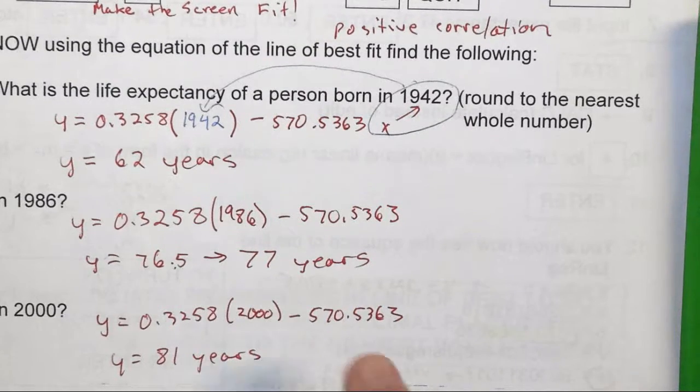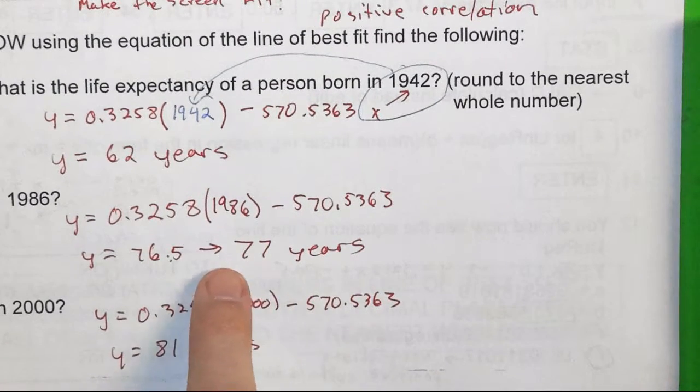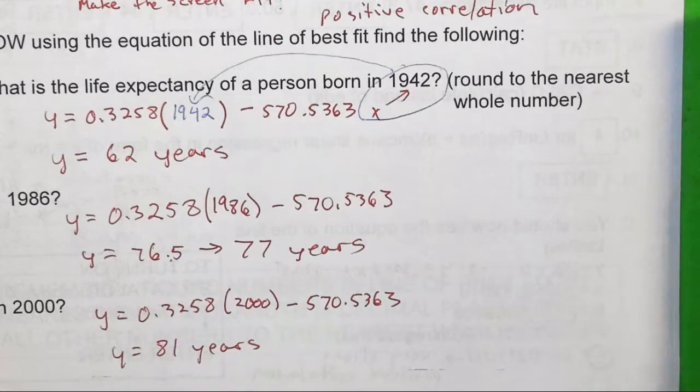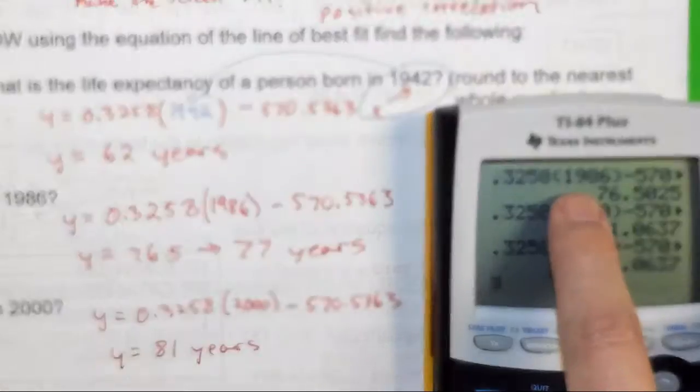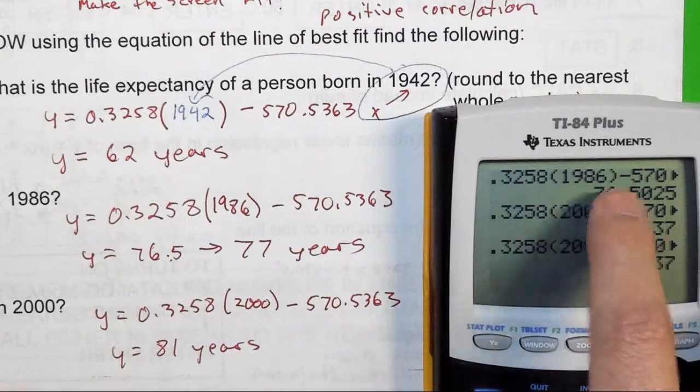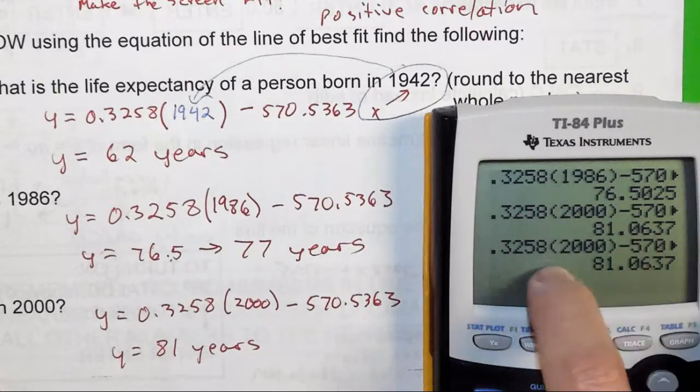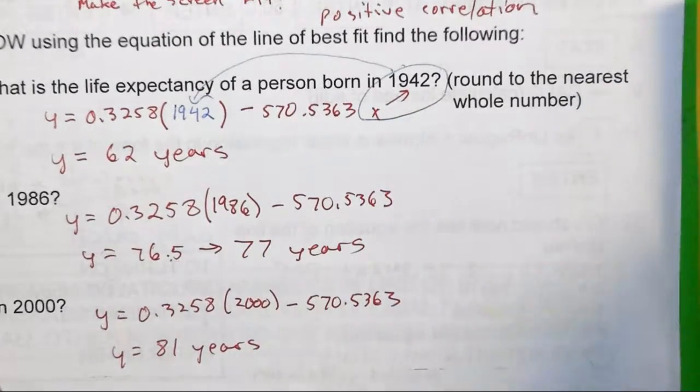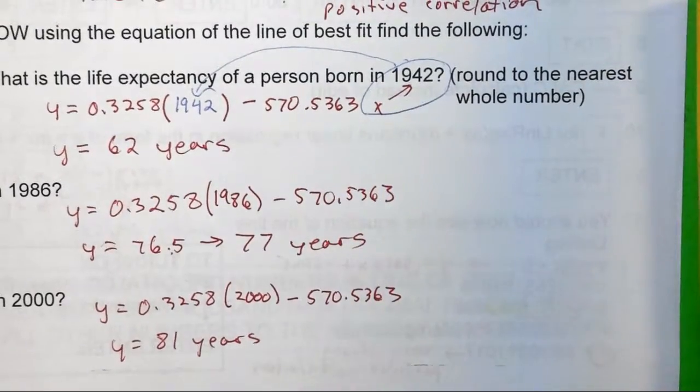So these are the numbers I got when I put 1986 and 2000 in, and they were typed here on the calculator. Here's the 1986 one right there, and here's the 2000 one here, and then I did it a second time because I copied it. Okay, let's flip the page over.